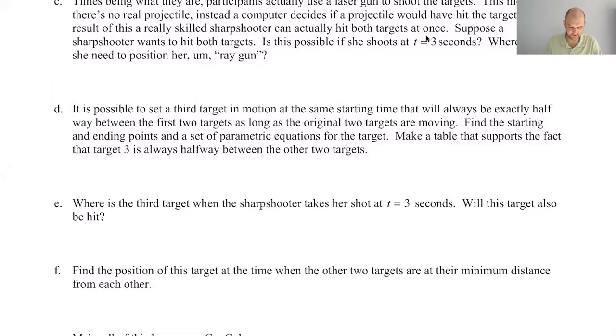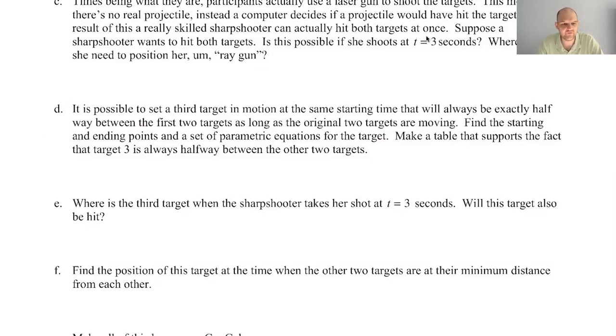So is it possible? It is possible to set a third target in motion at the same starting time that will always be exactly halfway between the first two targets, as long as the original two targets are moving. I think you could actually do it anyway, but it would be a little more challenging if you want one of them to stop and whatever.